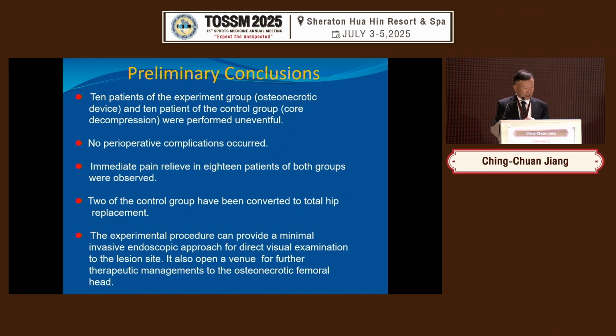So the experimental group can provide a minimally invasive endoscopic approach for direct visual examination of the lesion sites. It also opened a venue for further therapeutic management of the osteonecrotic femoral head, as well as the cartilage injury.